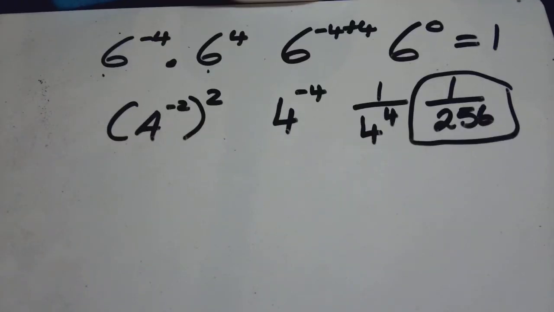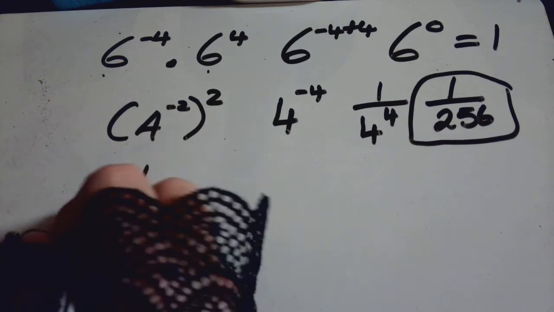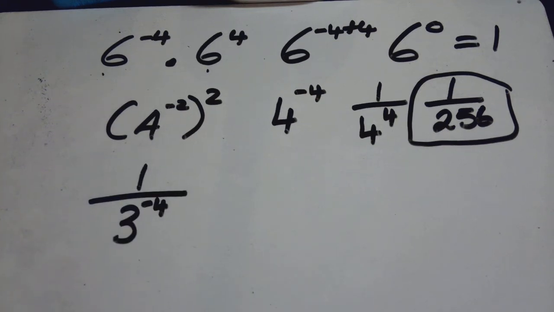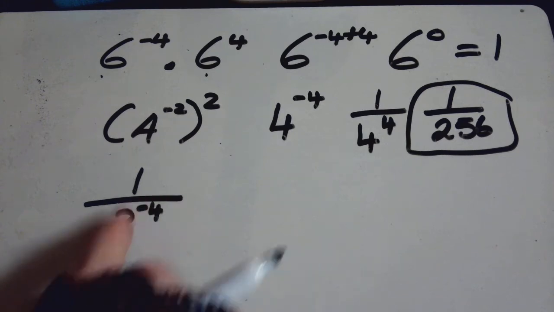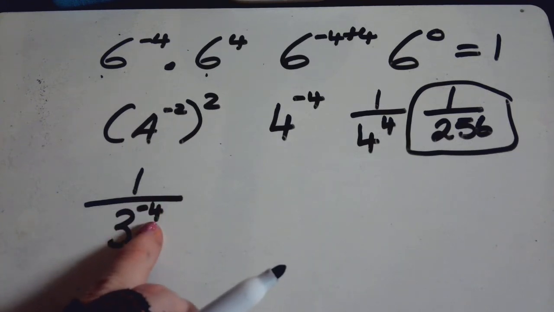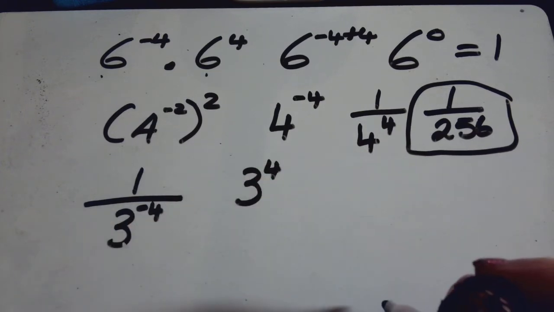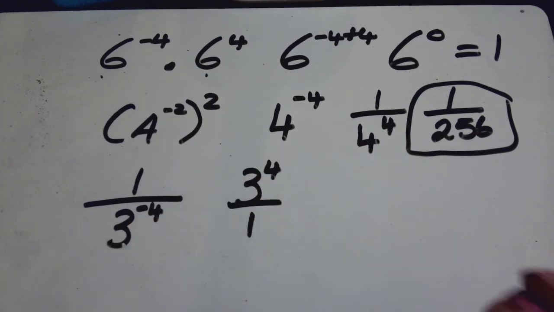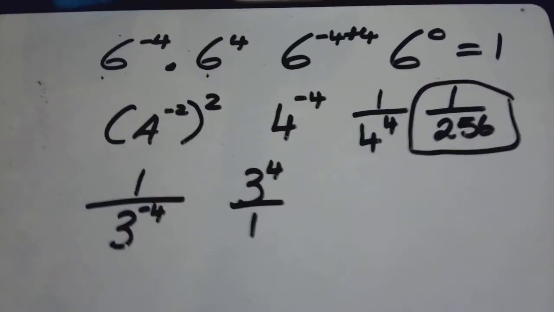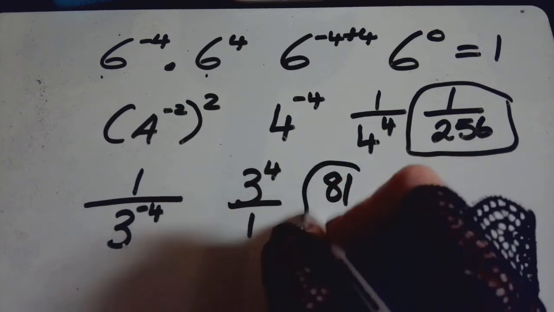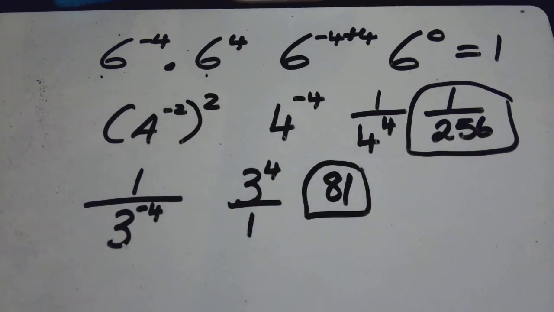Alright, let's try this one, where we start off with a negative exponent in the denominator. So the rule is that we flip it if we want it to be positive. So by flipping it, we change the -4 to a +4. So the base is still 3. Now it becomes a +4 over 1 if you wanted to write that. That's a reciprocal flipping. 3 to the 4th power is 81. 3 times 3 times 3 times 3. Okay?